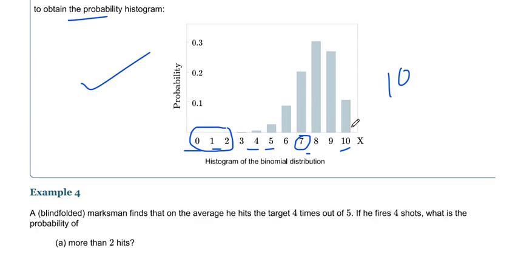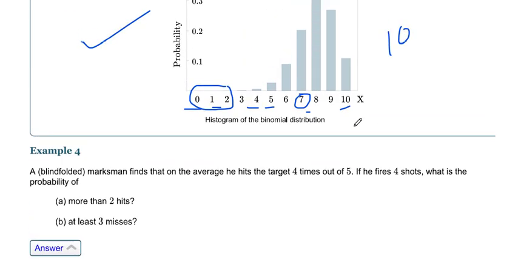Now, next example. A blindfolded marksman finds that on average he hits the target 4 times out of 5. One blind man is there, that he hits the target 4 times out of 5. If he fires 4 shots, what is the probability of more than 2 hits and at least 3 misses?